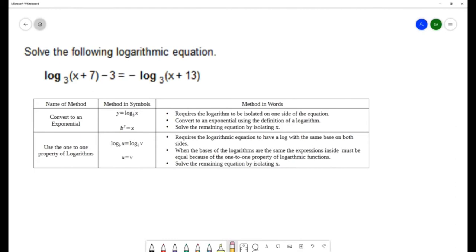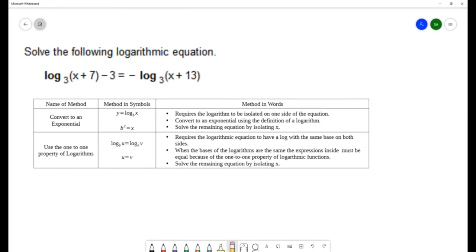The other method that we've learned for solving log equations is the one-to-one property of logarithms, and some books call that the property of equality. Using this method, you would typically have log base b on one side and log base b on the other side. So you would have a log with the same base on each side of the equation, and because of this one-to-one property, you can say that what's inside the log on the left has to equal what's inside the log on the right. It allows you to eliminate the logs from the equation.